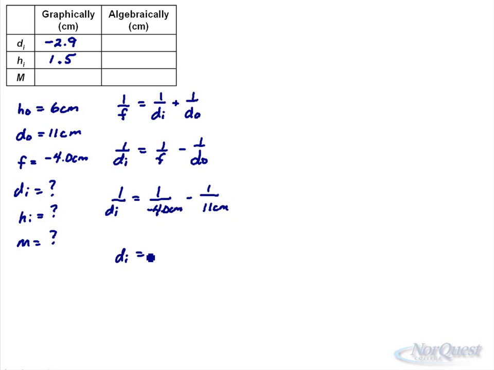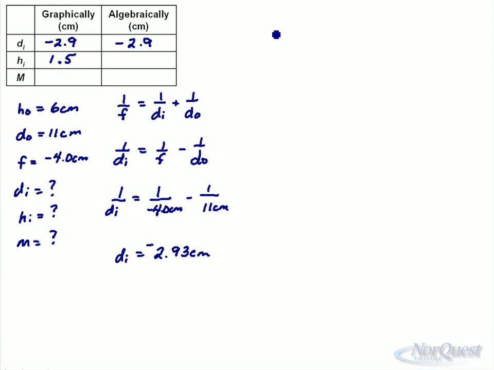So 1 divided by negative 4, subtract 1 divided by 11, x to the negative 1, you should get 2.93 centimeters, and it should be negative. It's a virtual image. So negative 2.9, we were right on with that one.